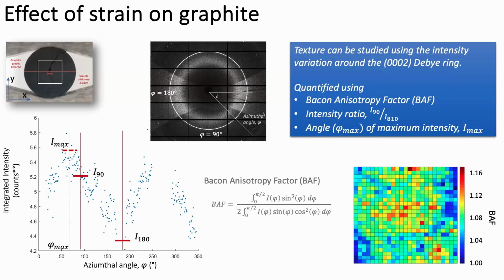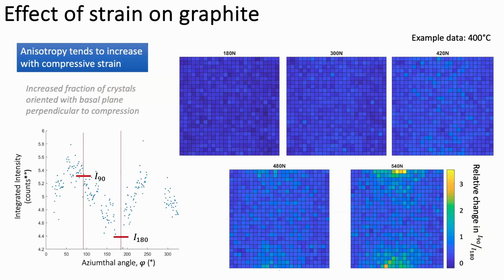The standard way is the Bacon anisotropy factor, where you basically plug the data into that equation, and this maps the local texture. We can also look at the intensity ratios, what's the intensity in the vertical direction, horizontal direction, to see how the texture is changing. And we can also look at where the maximum intensity is rotating round to. Okay, so what do we get when we do that? This is just showing how the anisotropy expressed as the ratio of I90 to I180 is changing. And we see the anisotropy is changing.